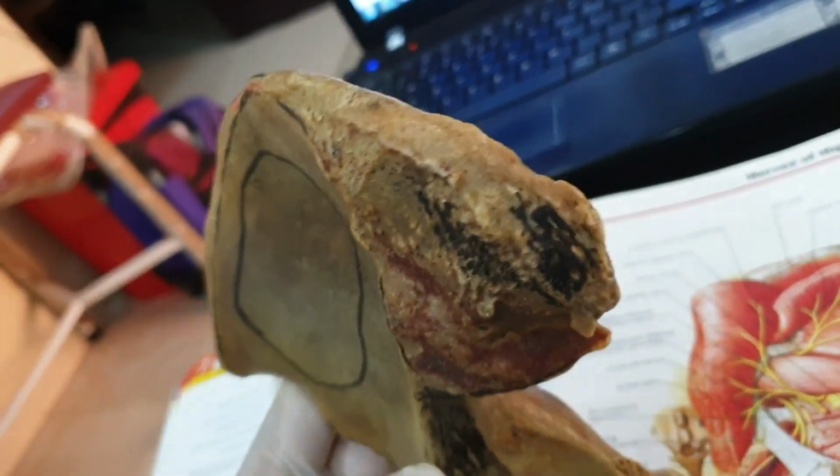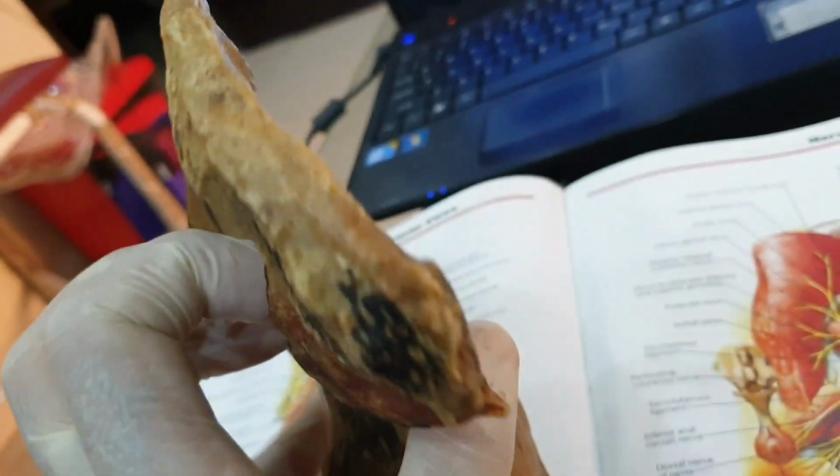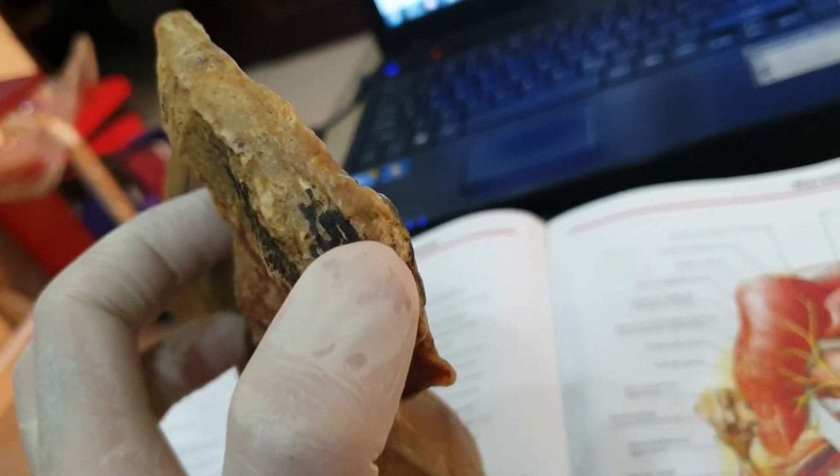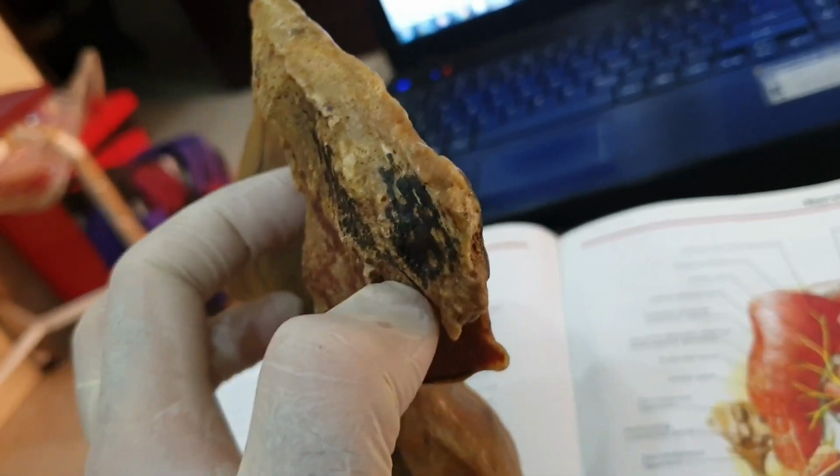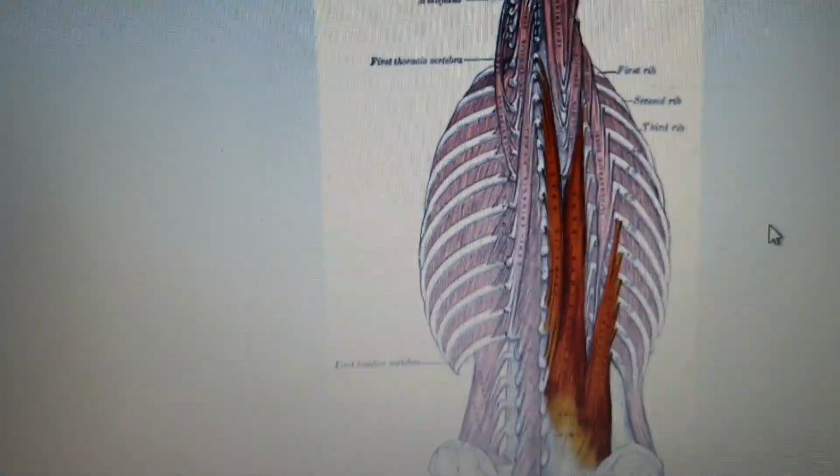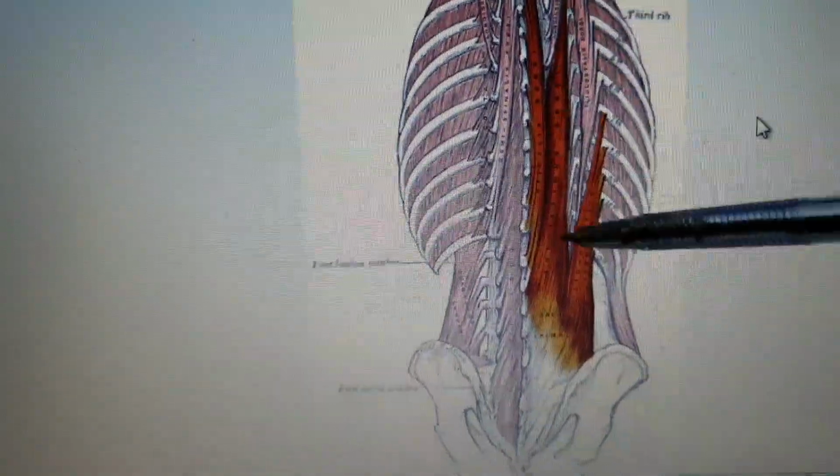Now the inner slope of the posterior 1/3 of iliac crest gives attachment to the erector spinae muscle. The erector spinae, as the name indicates, is the erector of the spine, and this is not a single muscle. It has different parts, as you can see over here.